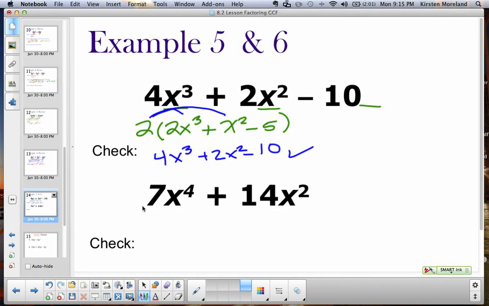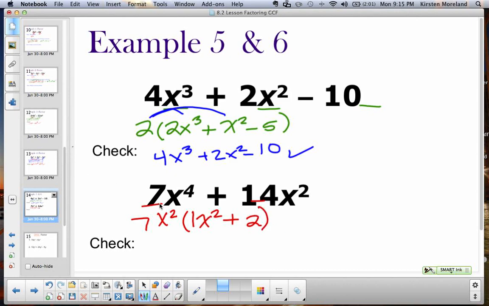This last one, 7 and 14, have 7 in common, so I'm going to factor out a 7. And x squared is the smallest power, so I'm going to factor out an x squared. So if I take away a 7 on the first one, I'm just left with 1. And I take away 2 x's, I'm left with x squared rather than x to the fourth. And then this one, if I take away a 7, I'm left with 2. If I take away an x squared, I don't have any x's left. So that's my factored form.